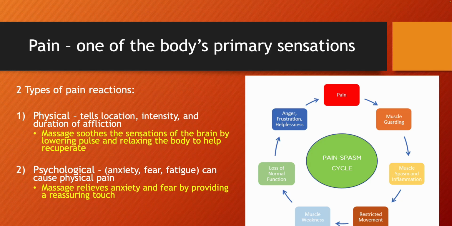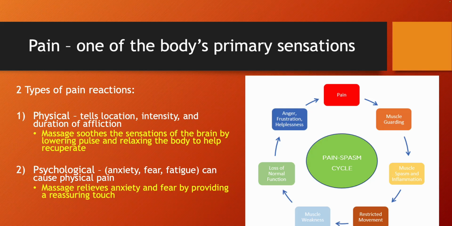A physical reaction of pain tells us the location, the intensity, the duration, and the affliction, what might be going on. Maybe you stub your pinky toe on a piece of furniture. Oh gosh, I hate that. All right, so you're having that physical pain. You can tell us exactly what hurts and how bad it hurts. Massage actually soothes the sensation of the brain by lowering the pulse and relaxing the body to help it to recuperate. So we can help with physical pain.